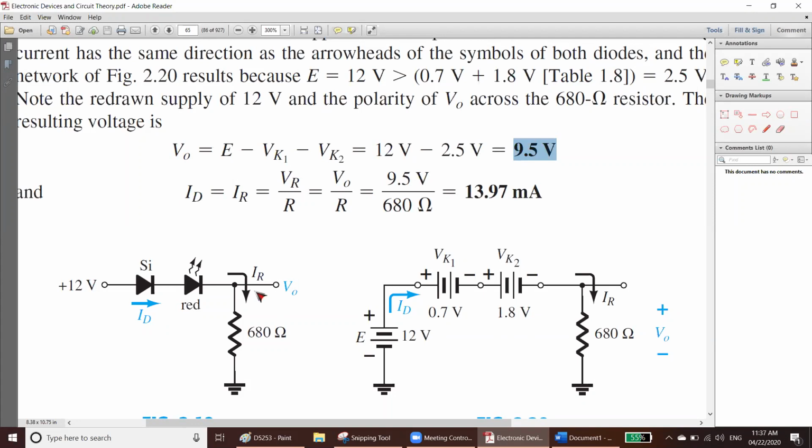So if you get 9.5 volt here, and this is your resistance, right? At one point of the resistance, you got 9.5 volt. At another point of the resistor, you got 0 volt because that is grounded. So there is a voltage drop in the resistance, that is 9.5.